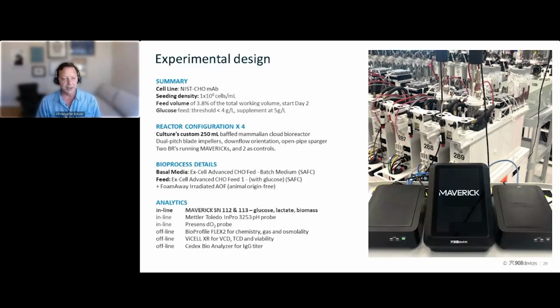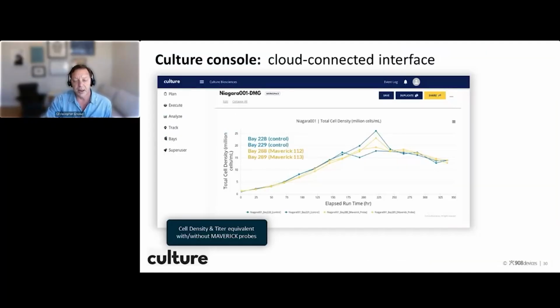In terms of analytics, the 2 Mavericks, as noted, were monitoring glucose, lactate, and biomass. They also have other analytics that are available in real time, so pH probe, dissolved oxygen. Offline, a BioProfile Flex2, a Vi-CELL, and a CEDEX for IgG titer. So all this information was collected. This is a look at this Culture Console, so that's what they call their software for viewing remotely the progress of these bioprocesses, as noted here.